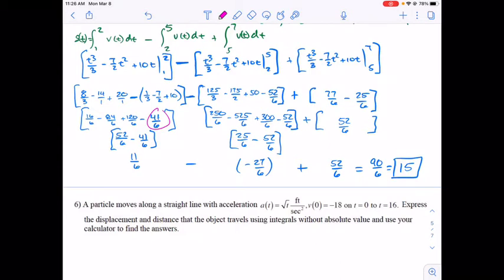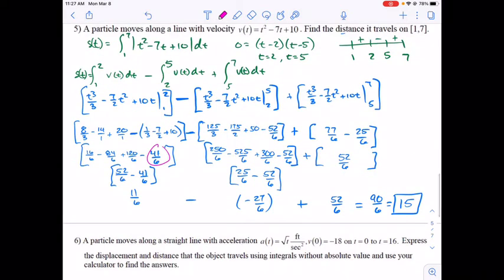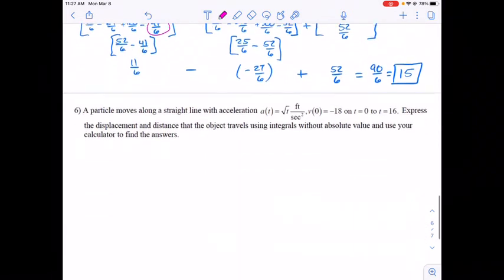And now we're going to add all 3 up, which gives us 90 over 6, which comes out to be 15. So, yes, there's more work here. You got to find out where your problem is going to be negative, where it's going to be positive, and that's one way to do it. Finding those critical points, finding and plugging those points back in. So let's look at number 6 now.